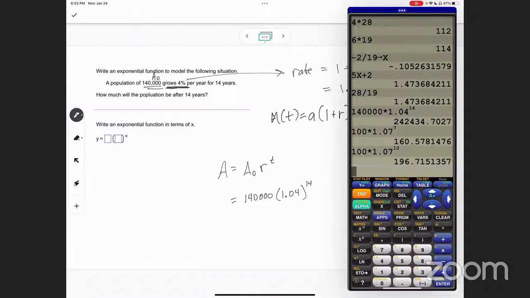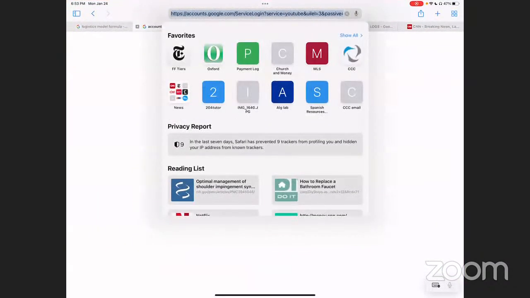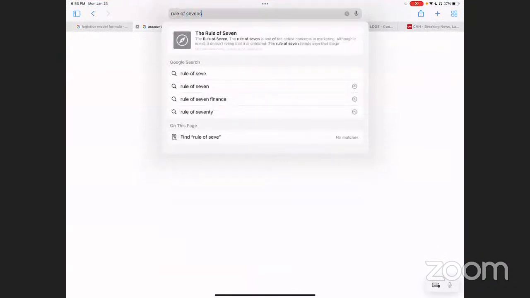I wonder if it would have worked if I did continuous compounding, because this is just compounding once a year. No, I don't think it would make that big of a difference. Anyway, now I gotta know. I gotta look it up. Hold on. Let's find out why the rule of sevens did not work. Maybe I'm confusing it with something else.